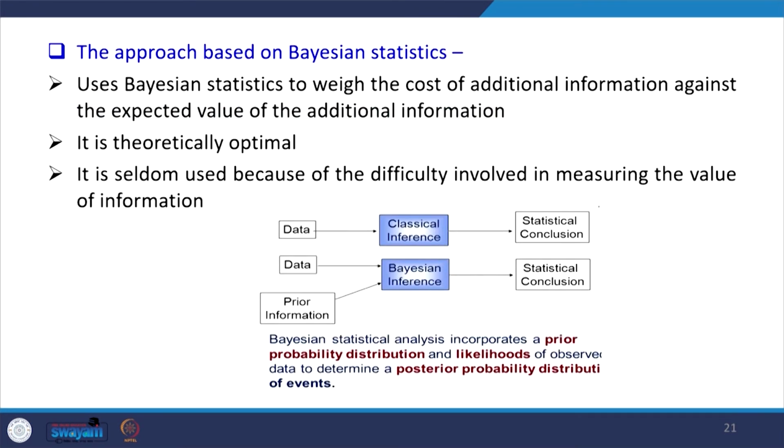Some of the approaches are based on Bayesian statistics also. I am not going to the depth of it, but just to give you minimum guidance, because we are not going to apply it. Some approaches use Bayesian statistics to weigh the cost of additional information against the expected value of the additional information, and it is theoretically optimal. It is seldom used because of the difficulty involved in measuring the value of information. It goes by understanding prior probability distribution, likelihood of the observation, and posterior probability distribution of the events. That is why this is hardly used.